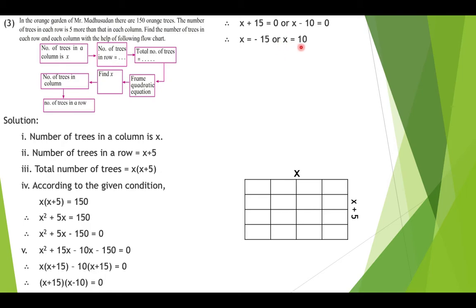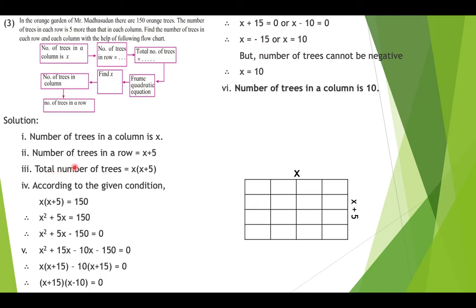So the number of trees in the column is 10 and the number of trees in the row is equal to x plus 5, that is 10 plus 5 is equal to 15. So we have found out the number of trees in each row and each column with the help of the flowchart. Again 10 into 15 is 150, so we are getting a total of 150 trees.